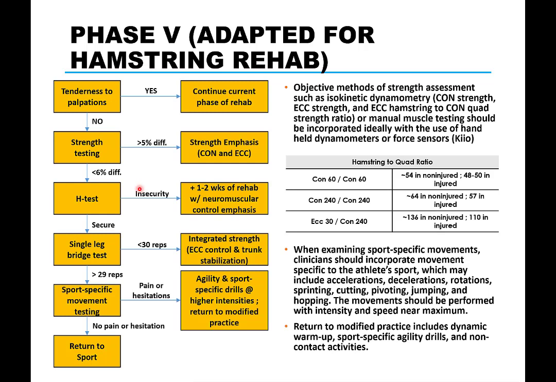If the difference in strength is less than 6%, the athlete undergoes the next assessment, which in the case of the hamstring strain is the H test, which was established previously by Askling and colleagues. Now, during this test, the athlete lays in a supine position on a therapy table with legs straight. The upper torso and the uninjured limb is strapped down.